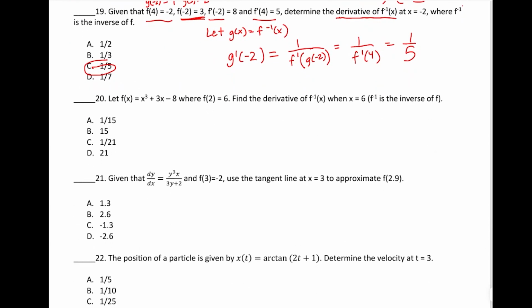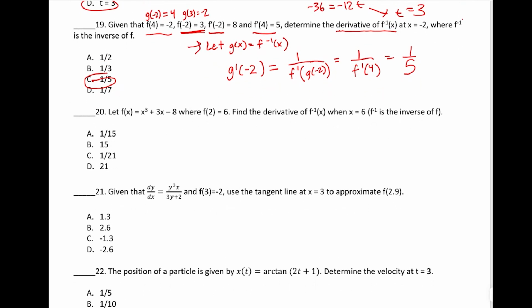Number 20 says let f of x be x cubed plus 3x minus 8, where f of 2 is 6. Find the derivative of the inverse. Another inverse derivative problem. This time I won't do the whole let g of x equals f inverse. I want to show you just what's going on behind the scenes there. So I didn't write it before, but if you have an inverse and you want to find the derivative of that inverse, that's going to be 1 over the derivative of the original function, not the inverse function, of the inverse of x. Okay, this is our derivative rule that we're going to be working with.